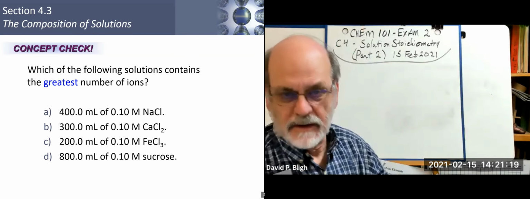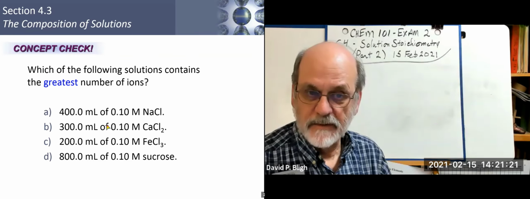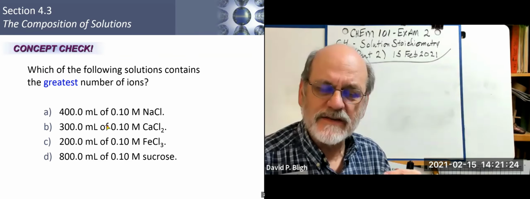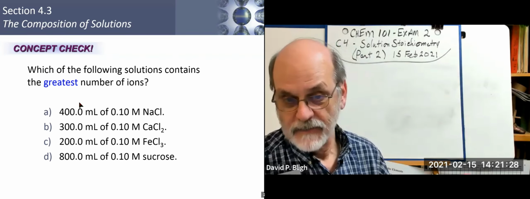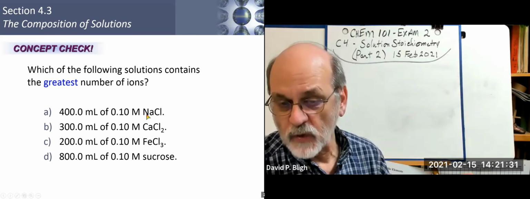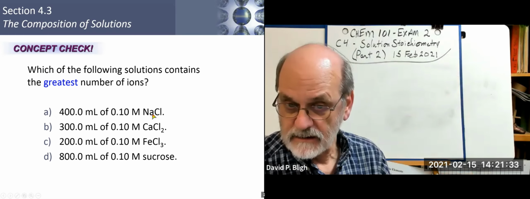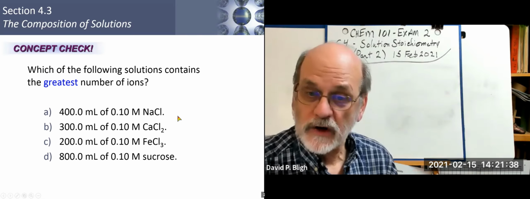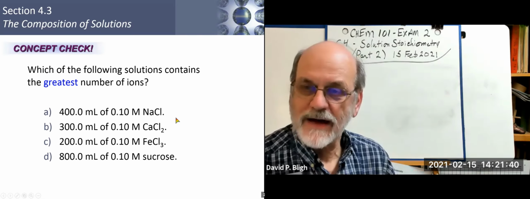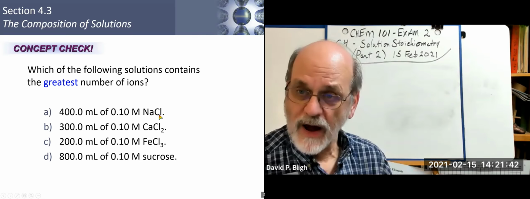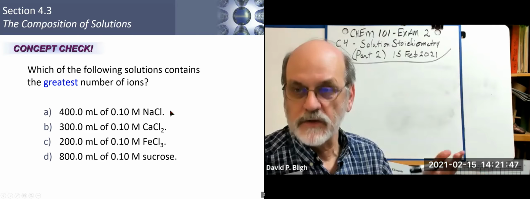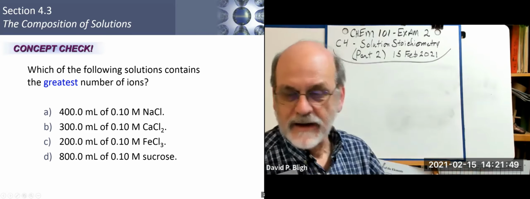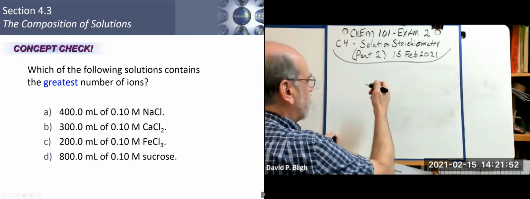So for this problem, we want to know which one has the greatest total number of ions. If you have 400 milliliters of 0.1 molar sodium chloride, calculate the total number of ions. You would have so many moles of sodium chloride, times how many ions that is, times 2, which would give you the total number of ions. Right? So we're still using this formula.